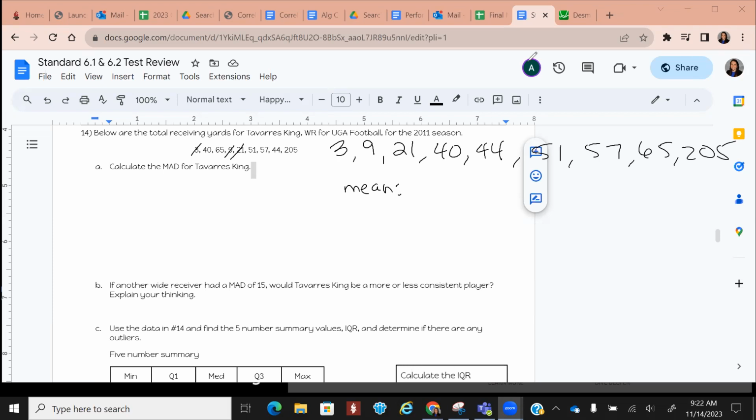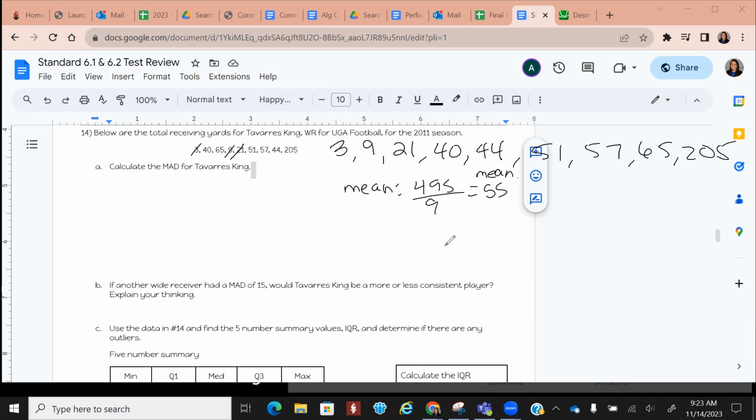Okay, let me be in your seat. So when we add these together, I got 495. Is that what you got? Okay. And then we divide it by 1, 2, 3, 4, 5, 6, 7, 8, 9. So what'd you get? 55. I got 55. So my mean is 55.